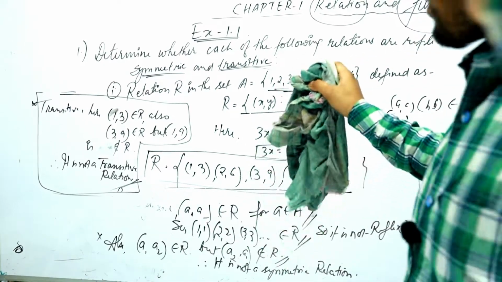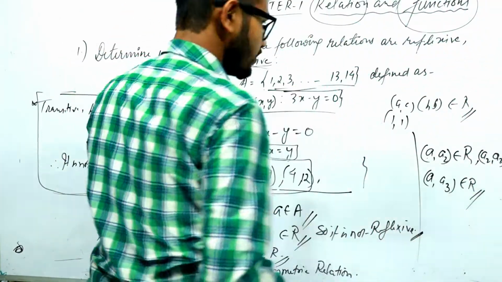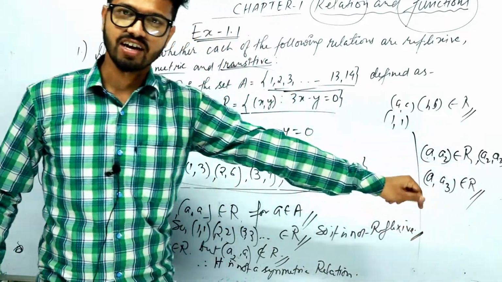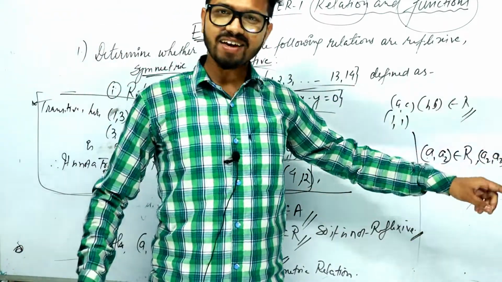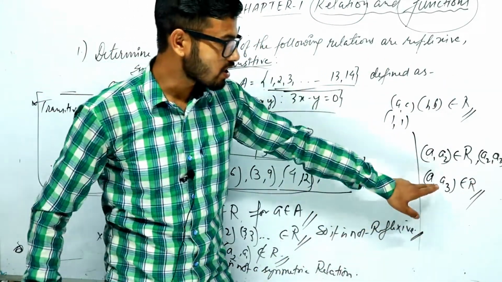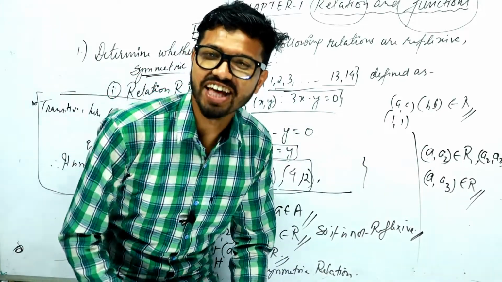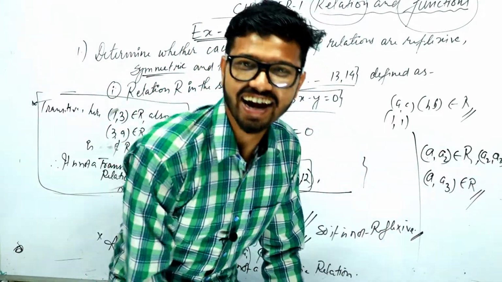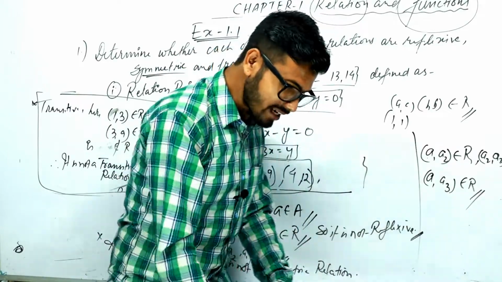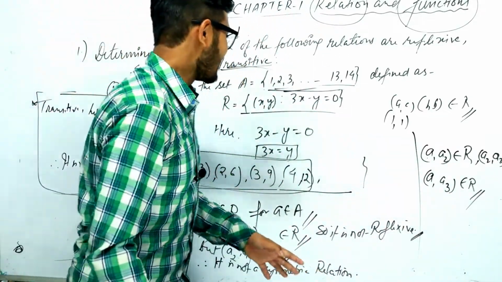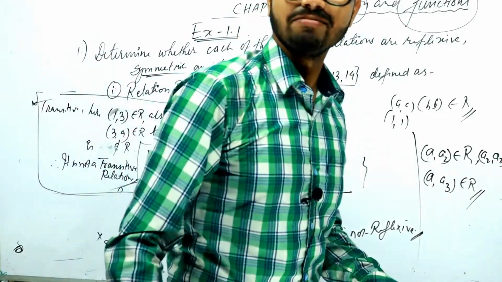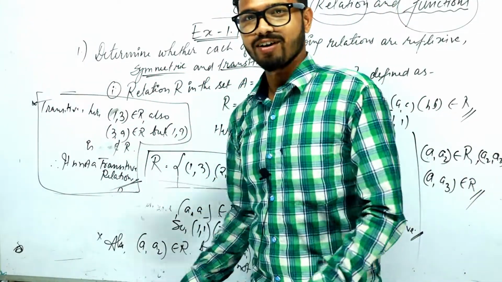It is not transitive. Because for being transitive, let me repeat once again: if A1, A2 is present in the relation and also A2, A3 belongs to the relation, then there must be the presence of A1, A3. Then only we can clearly say that it is a perfect transitive relation. So ultimately what we see is that it is neither transitive nor reflexive nor symmetric. It is nothing.